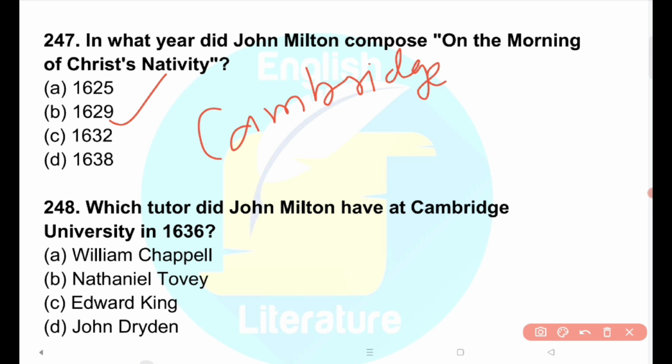Which tutor did John Milton have at Cambridge University in 1636? Option A, William Chappell.